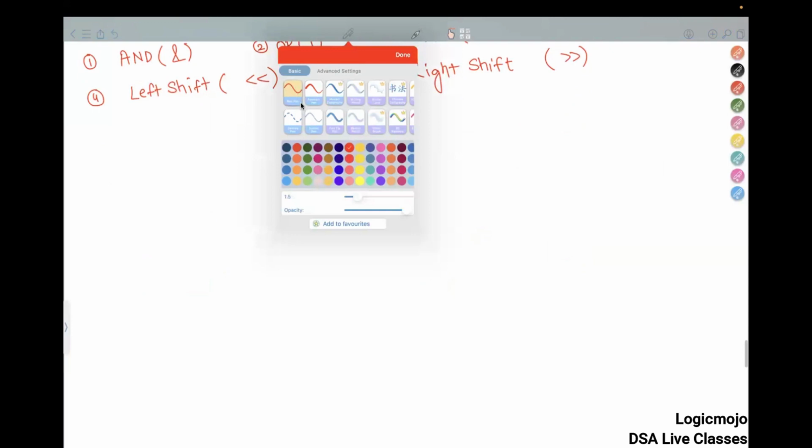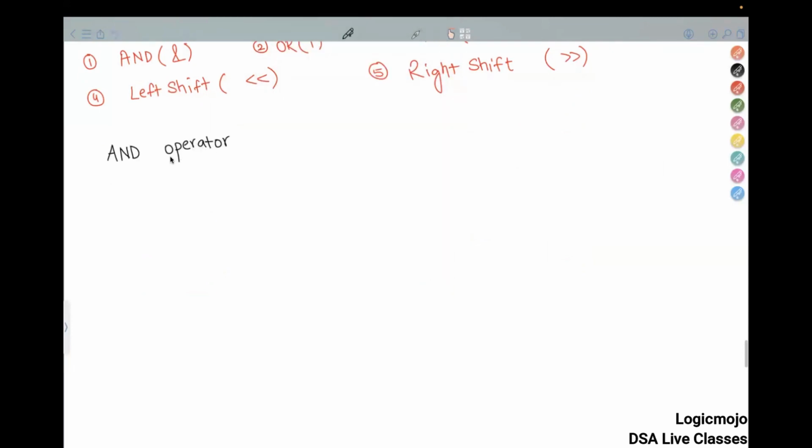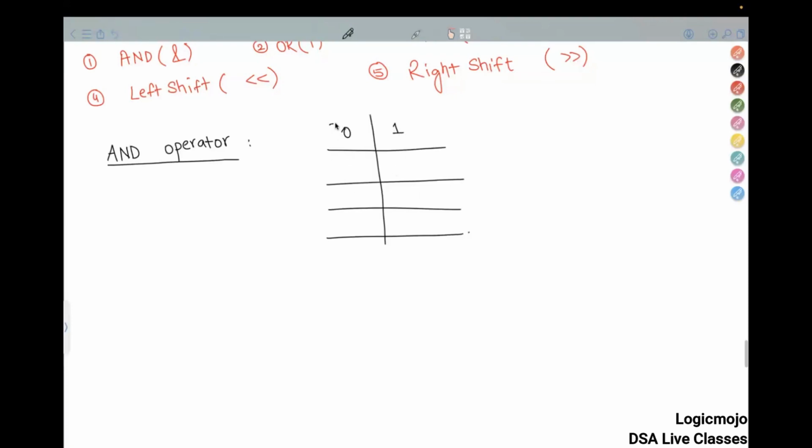So let's start with the first one. It's simple, what we covered in our schools, right? It's a simple AND operation that we used to perform. If we have 0 and 1, there are two values, we can say X and Y, and Z is the result. The possible combinations could be 0 0, 0 1, 1 1, 1 0.